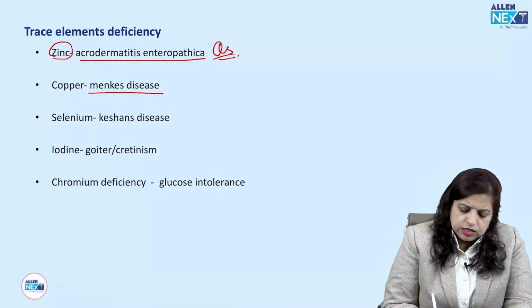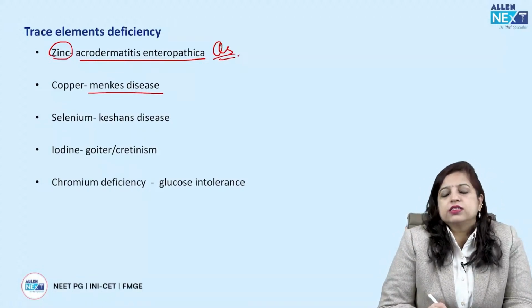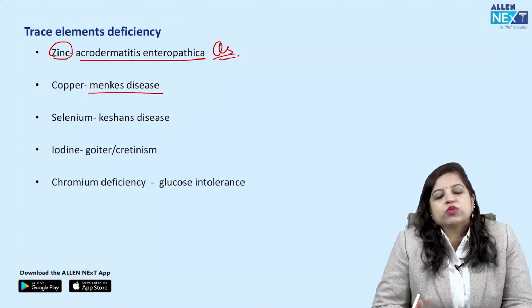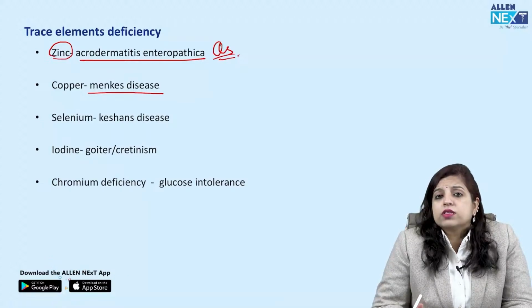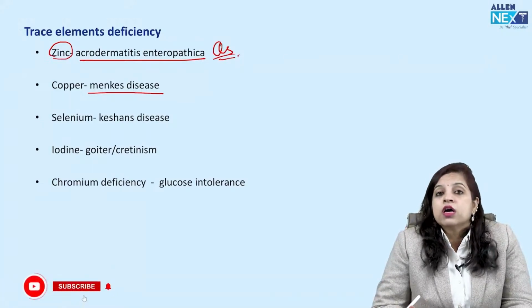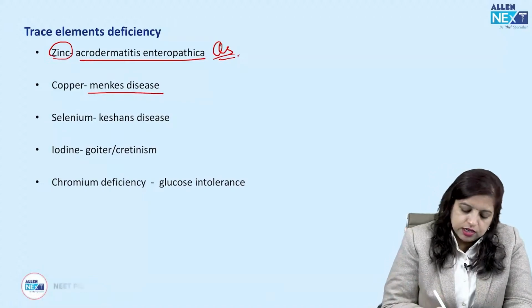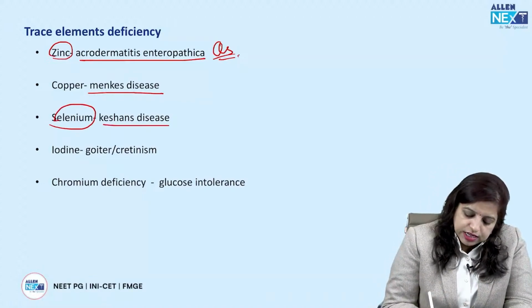Copper deficiency results in Menkes disease. Again, there is a problem with the transport of copper, so the copper absorption does not take place. There is excess of copper in the intestine, but there is less copper in the peripheral tissues, leading to Menkes disease. How does it manifest? We will just see. Selenium deficiency results in Keshan's disease.